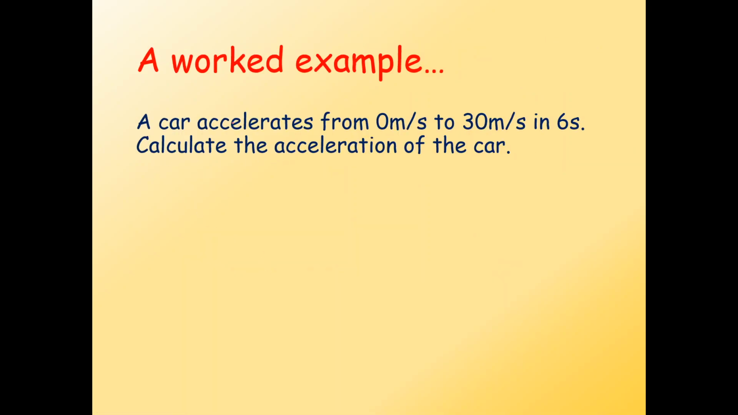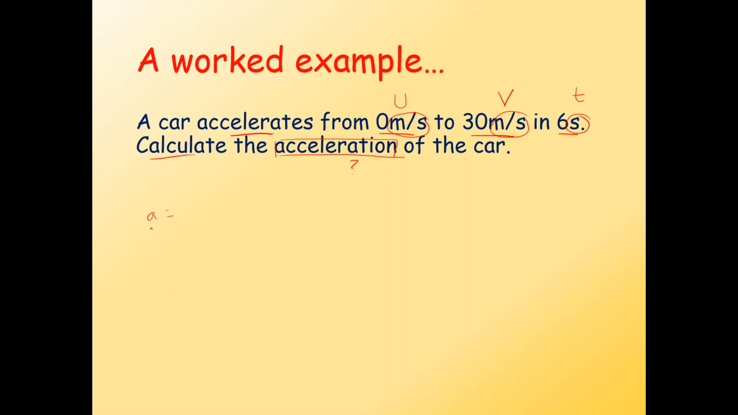Okay, so a car accelerates from 0 meters per second to 30 meters per second in 6 seconds. Calculate the acceleration of the car. Okay, so the acceleration is what we're looking for. Even though it says accelerates up here, the units of these two values actually tell us these are the speeds. So this is the initial velocity, u, and this is our final velocity, v, and obviously 6 seconds tells us that's the time.